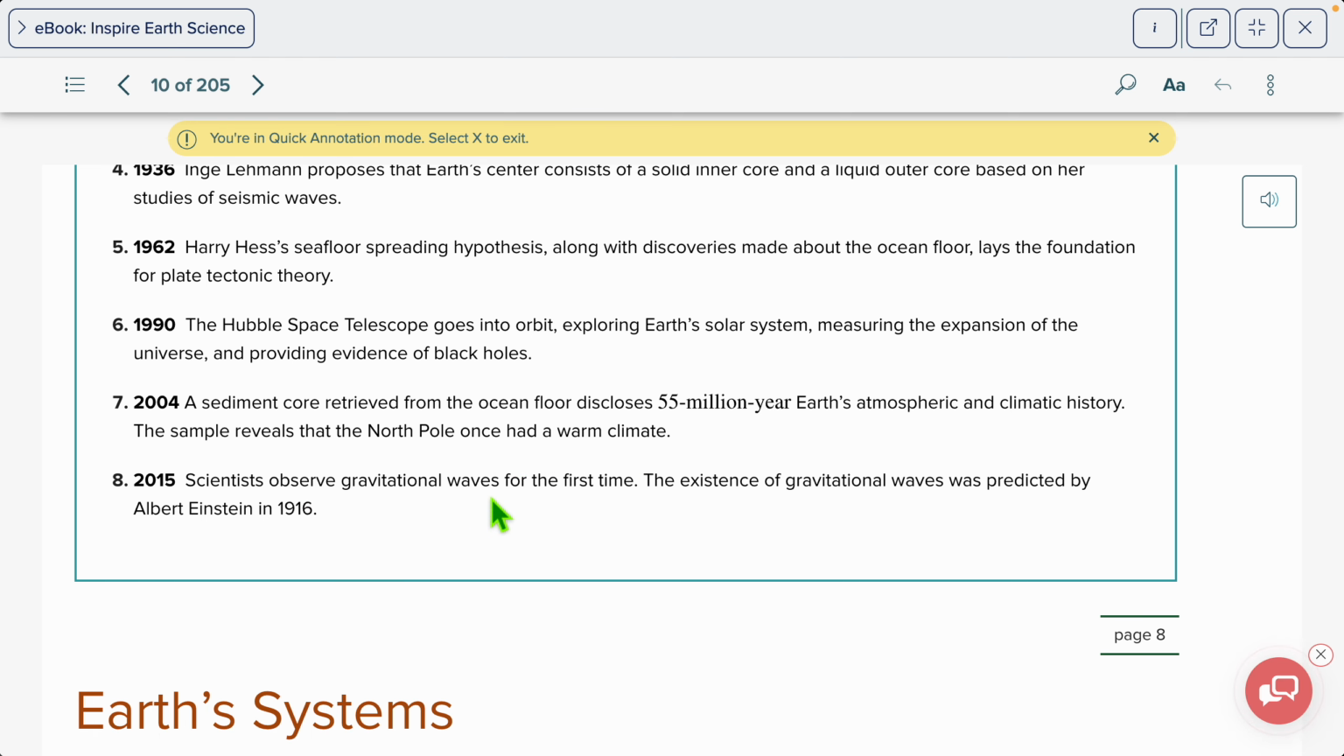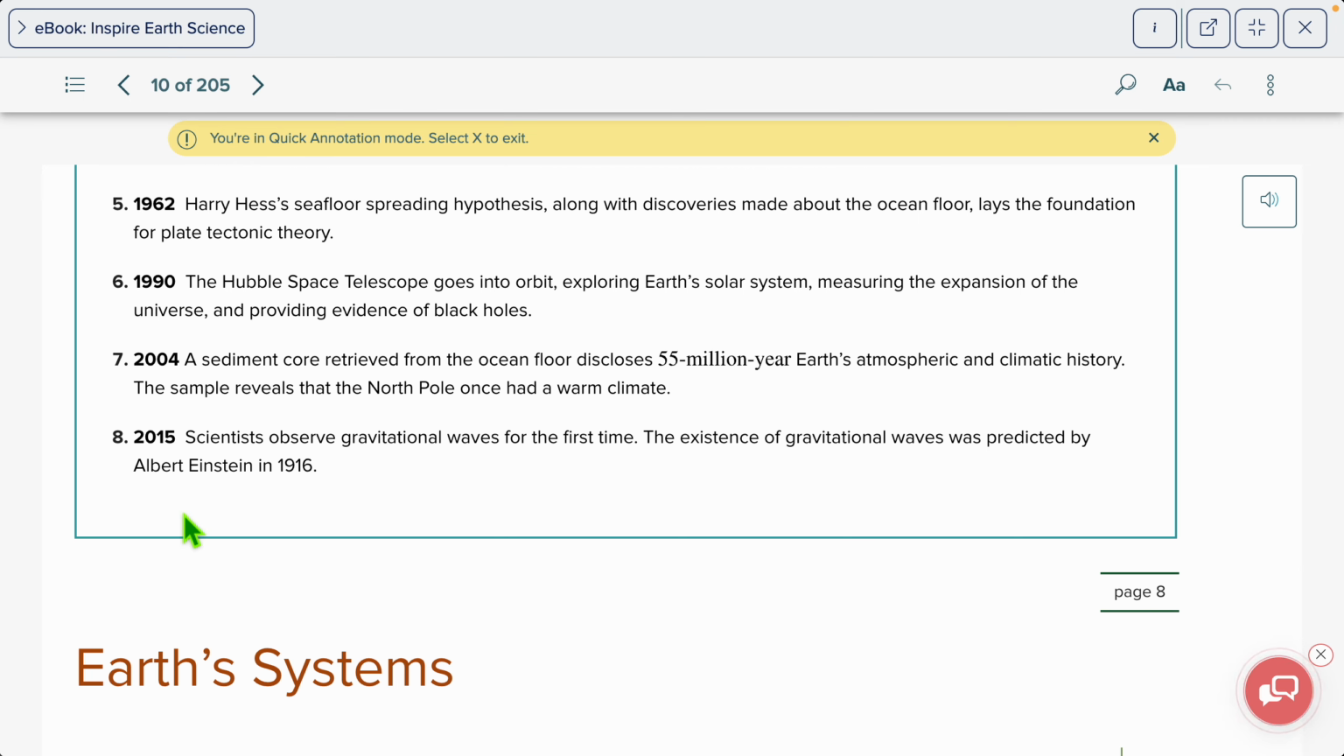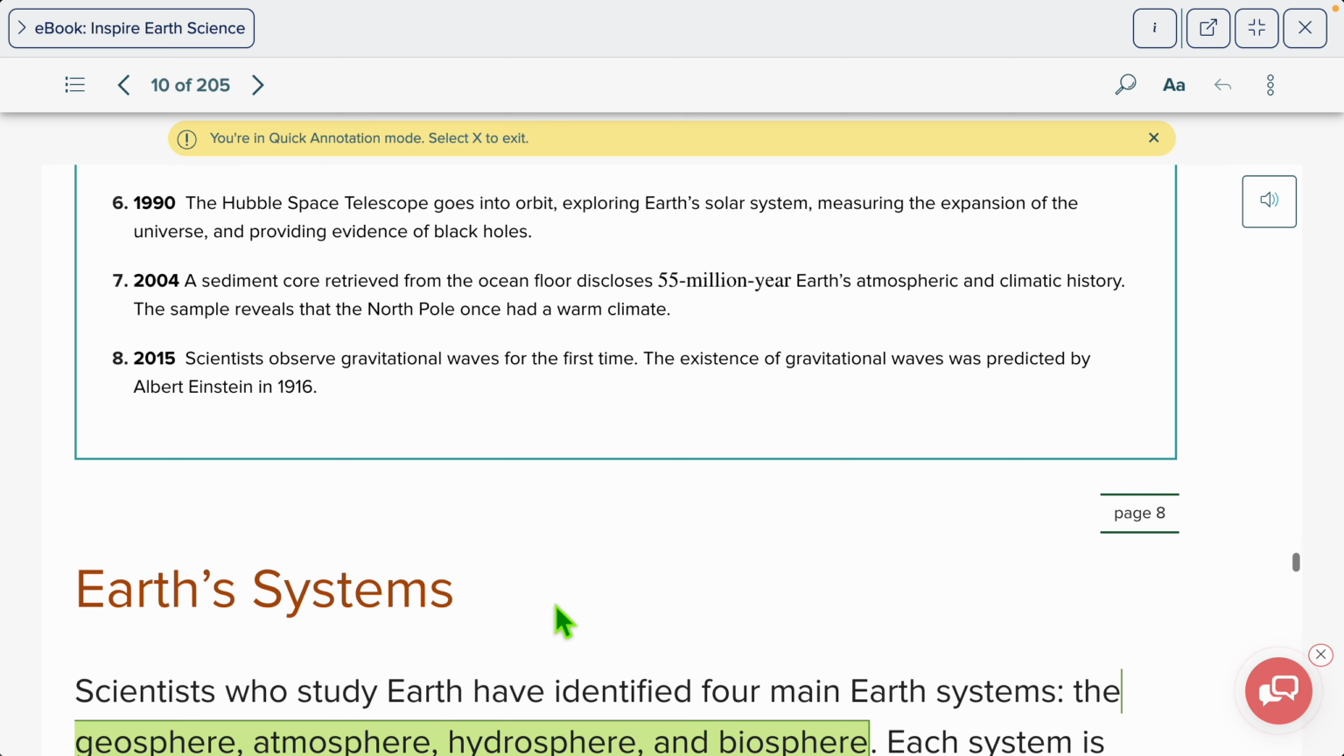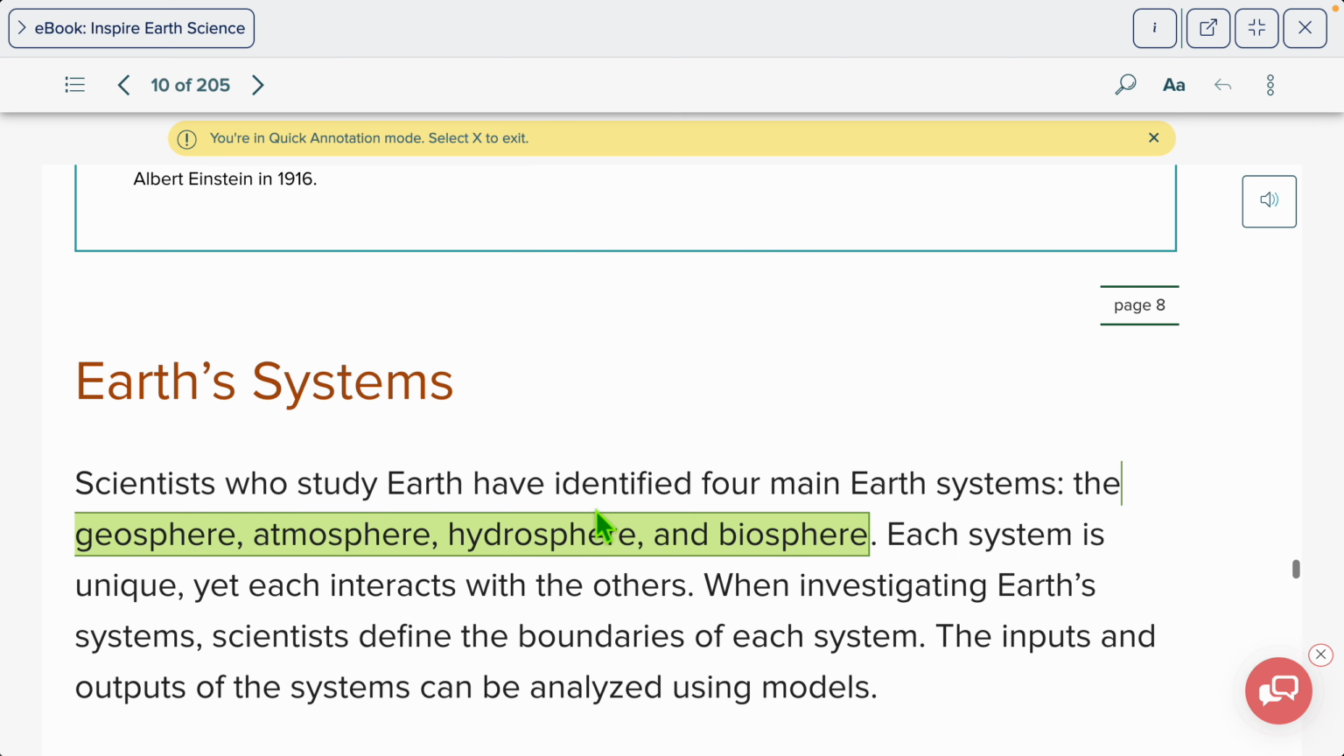In 2015, scientists observed gravitational waves for the first time. The existence of gravitational waves was predicted by Einstein in 1916. And then, in 2020, I think it was, the Webb Space Telescope, an infrared telescope, went into orbit and has been giving us better information than the Hubble telescope really ever gave us. So we're getting a lot more information now from that.